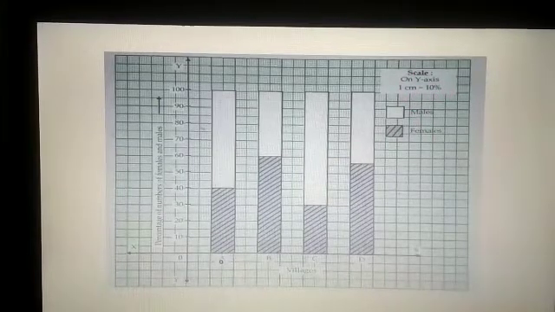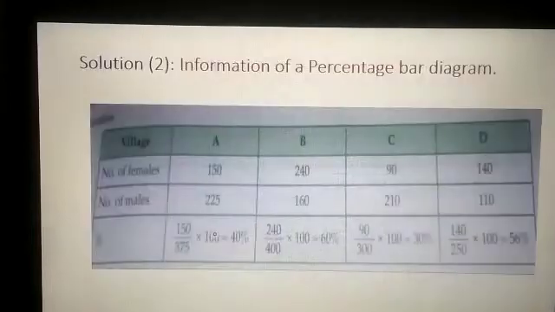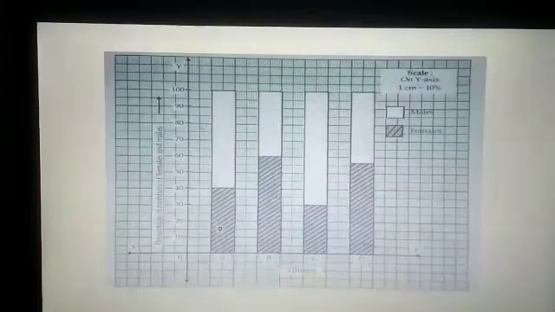Then A, B, C and D villages. So let's see in village A how much percentage. First of all, in a percentage bar diagram, every bar is of 100 units that you have to draw. Each bar is of 100 units. From that 100 units, we will have to show the percentage of females. So in village A, what is the percentage?